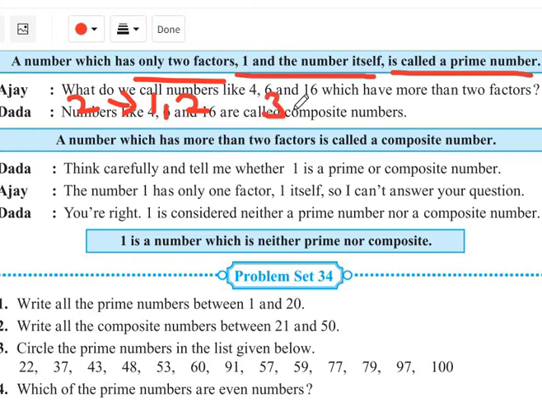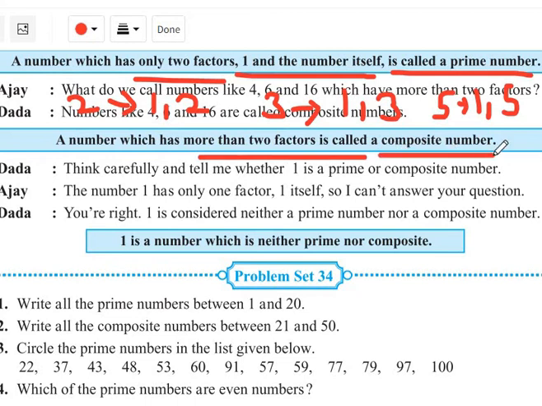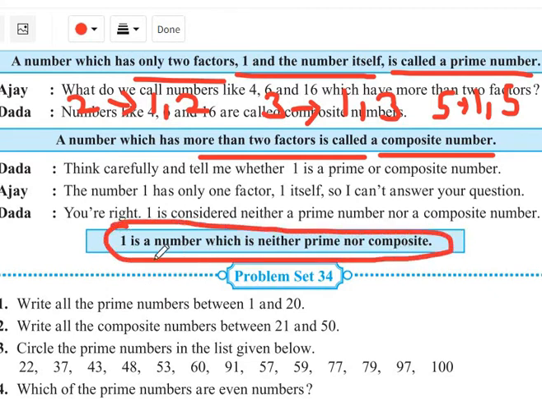Then see 3. 3 has only two factors, 1 and 3, and therefore it is known as a prime number. 5: see, 5 has factors 1 and 5. Therefore, it is called a prime number. A number which has more than two factors is called a composite number. Okay. Now see our question, remember this thing. This is very, very important. Always asked in examination. One is a number which is neither prime nor composite.